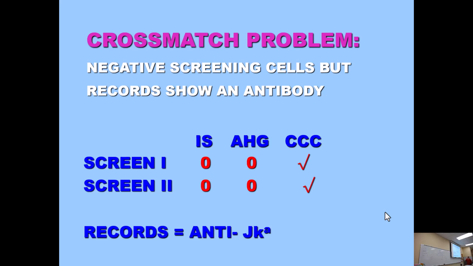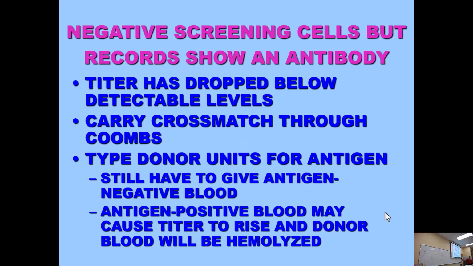So, a couple of cross-match problems. Negative screening cells, but the records show an antibody. So the records show an anti-JKA, but the screen went negative. So in this situation, as I said, the titer has dropped below detectable. So we have to carry the cross-match all the way through Coombs, and we're going to have to type the donors for the antigen. So we want to look for JKA.